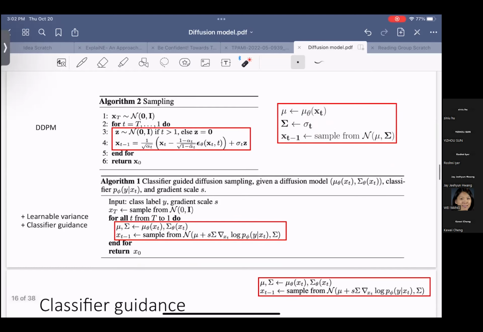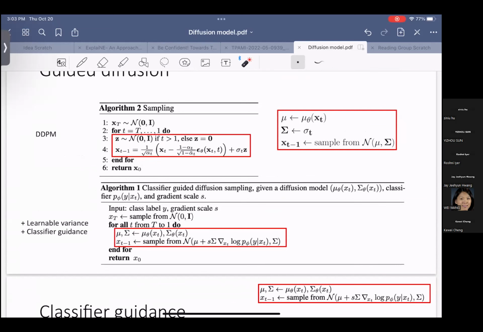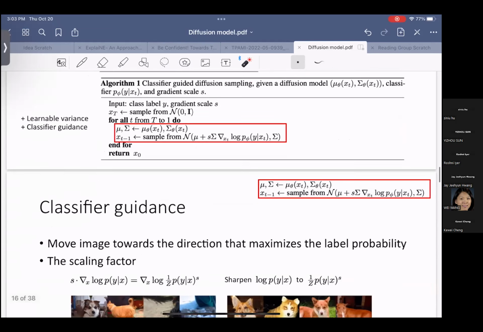The second thing is that we can add what they call classifier guidance to the mean. I will explain classifier guidance in more detail on the next page, but just looking at the distribution, what guided diffusion does is make the variance learnable and shift the mean by this expression. Compared to DDPM, the difference is not too big. Just shift the mean and make the variance learnable. So for that shift, we will look at it here.